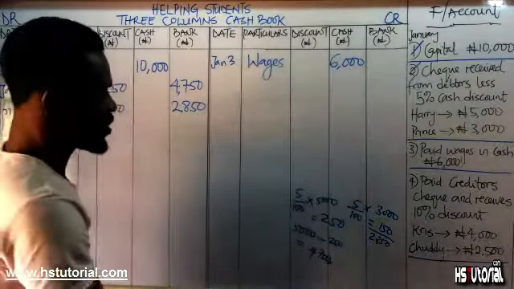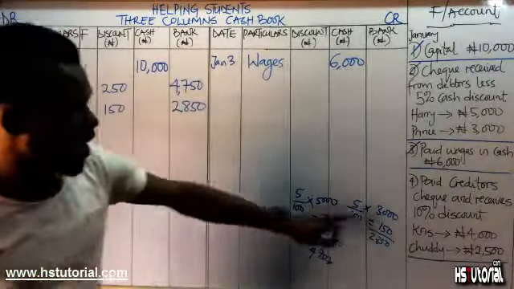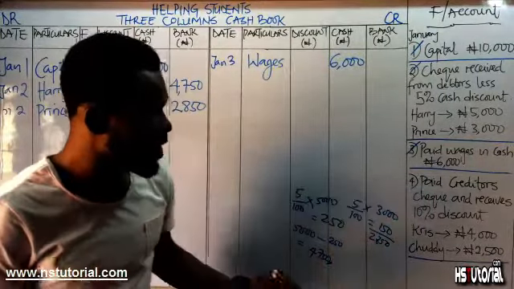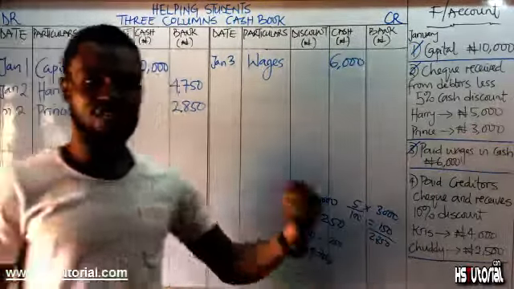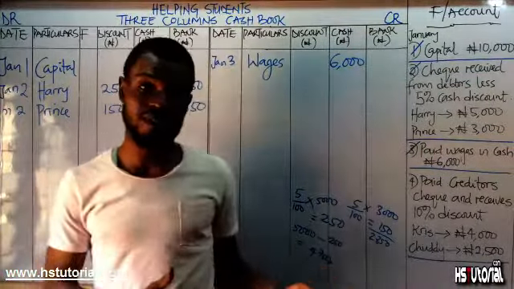Wages under the particulars. So that is it. Then we'll come over to the next one. We have on January 4th, paid creditors, check, and received 10,000. So you paid those you are owing, and they gave you a 10% discount.